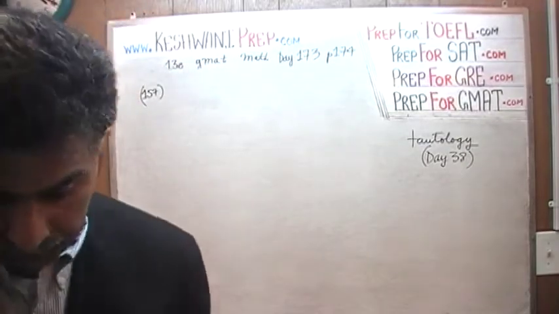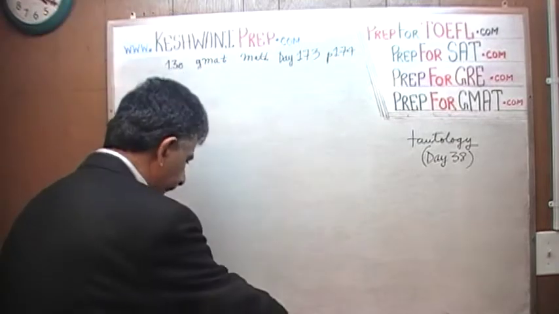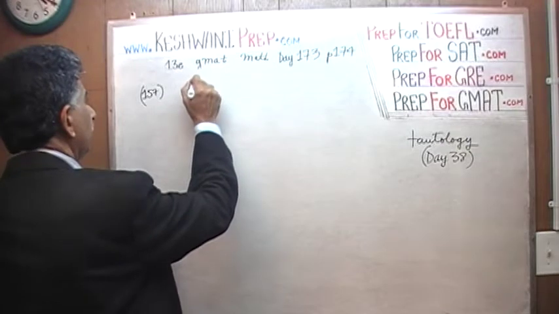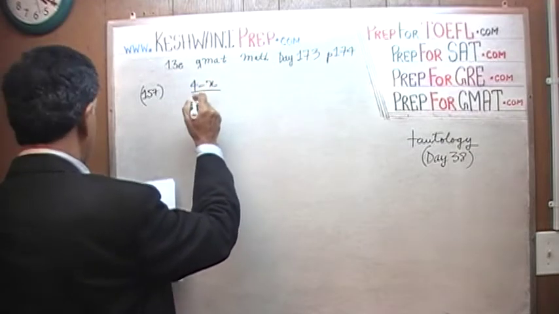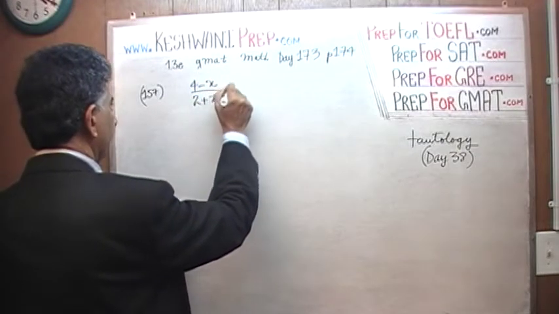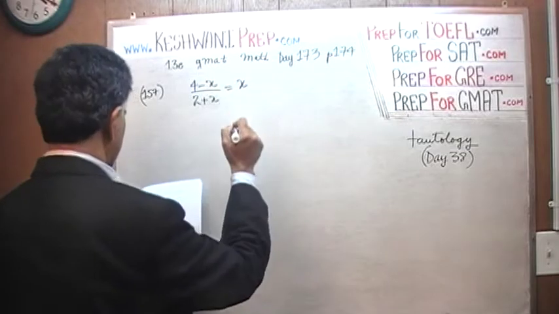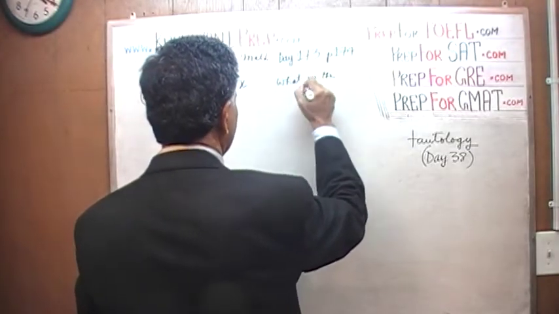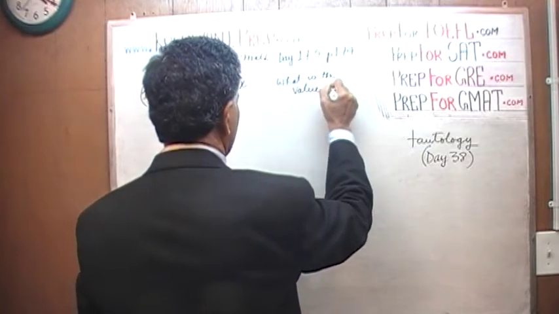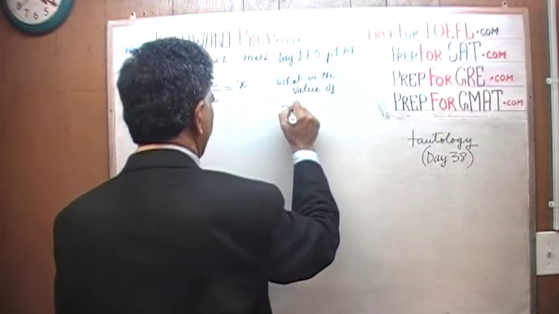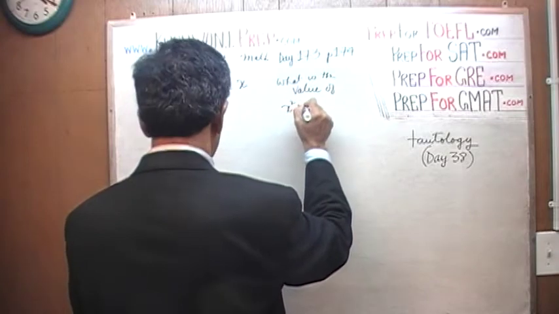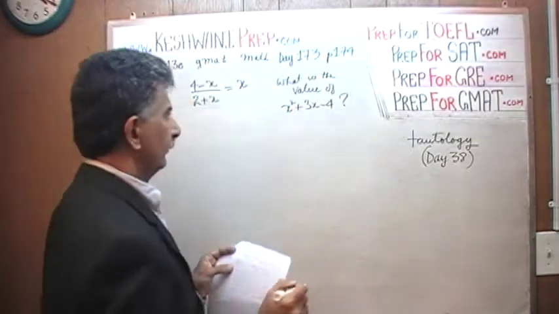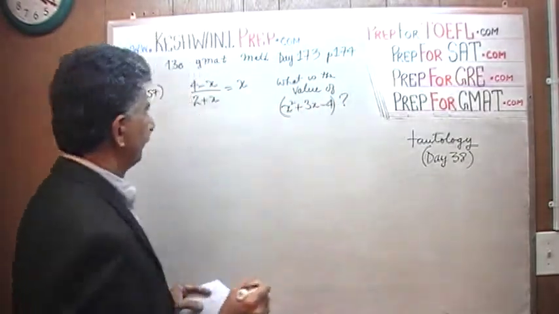Today we are going to do number 157. Here we are told that (4 minus x) over (2 plus x) equals x. And the question is, what is the value of this expression here? x squared plus 3x minus 4. Well, let's find out what's the value of this expression.